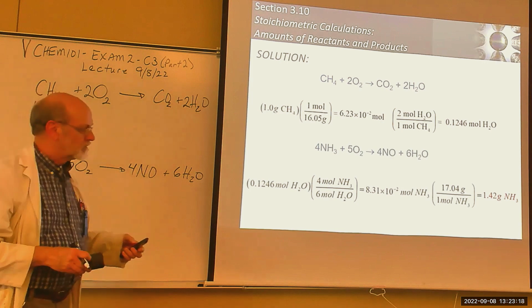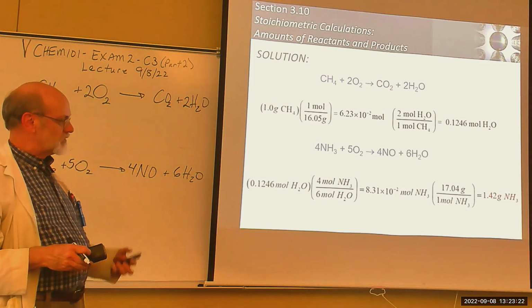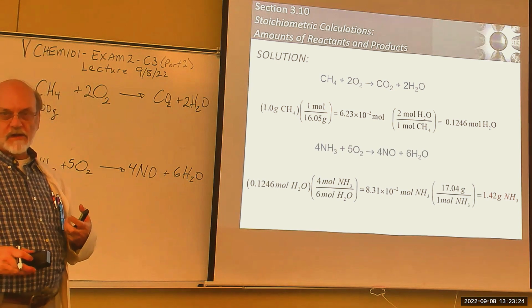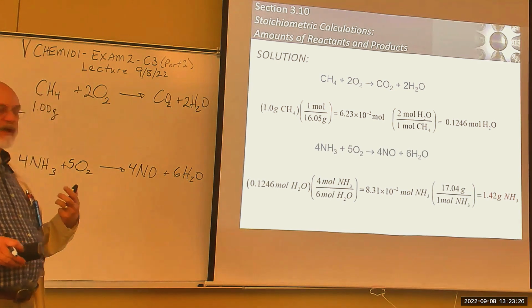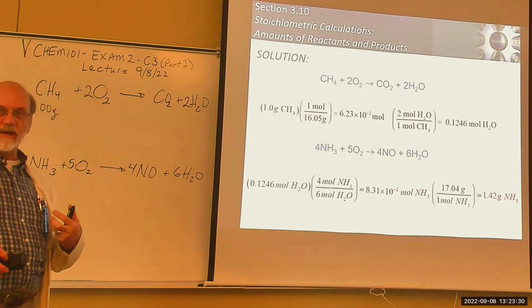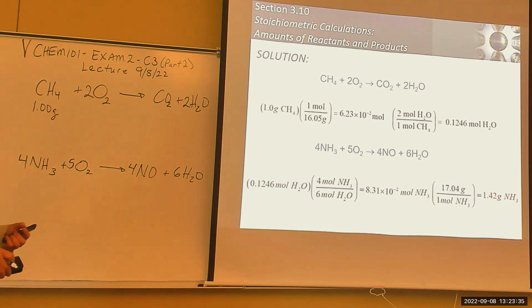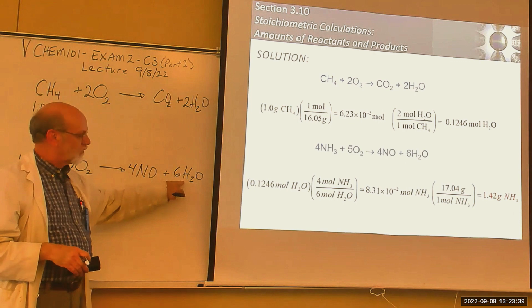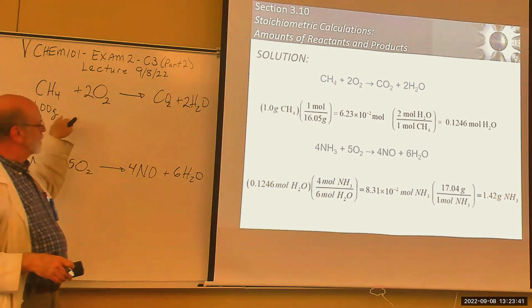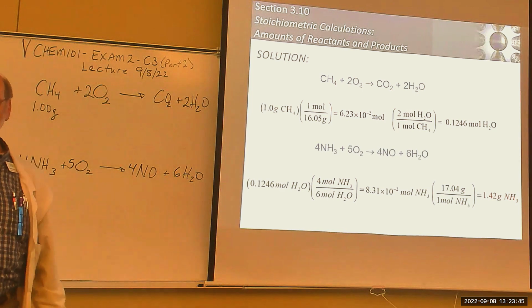Then we convert the moles of ammonia to mass by using the molar mass of ammonia. 14.01 plus 3.03. Right? 3 hydrogens, 3 times 1.01. 17.04. 1.42 grams of ammonia will produce exactly the same amount of water as 1 gram of methane in that reaction. Okay?